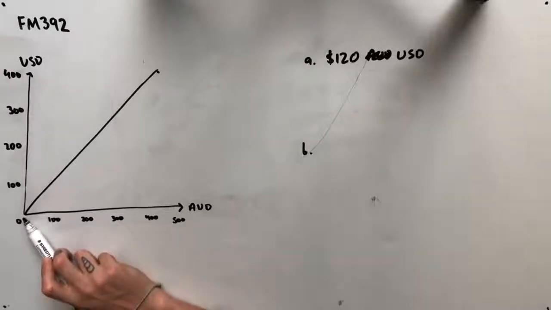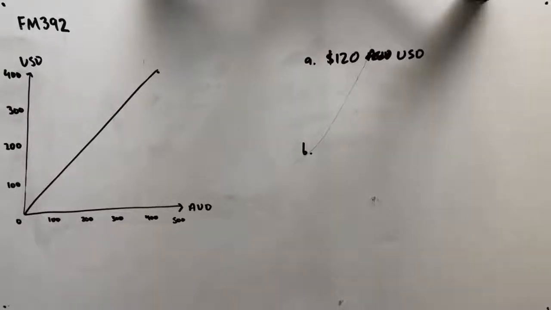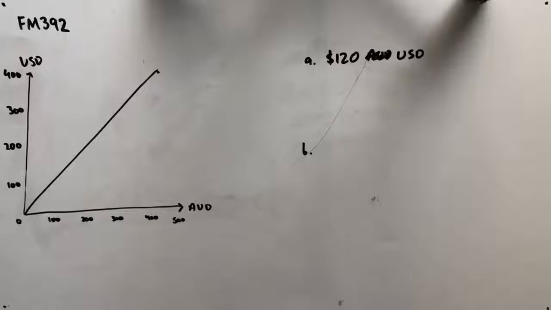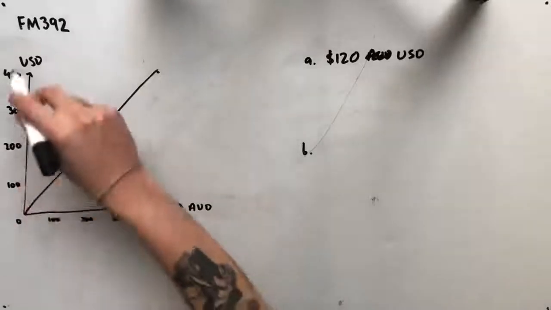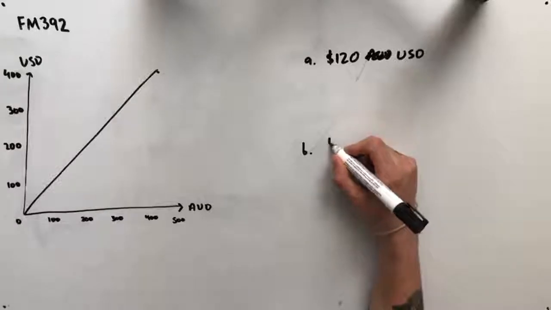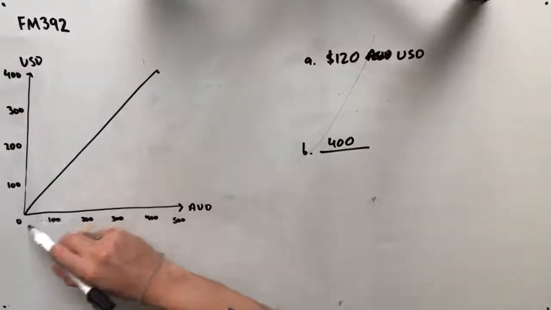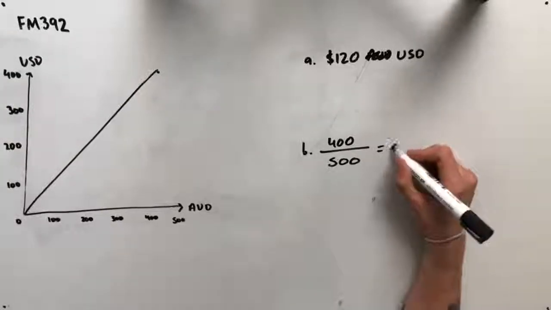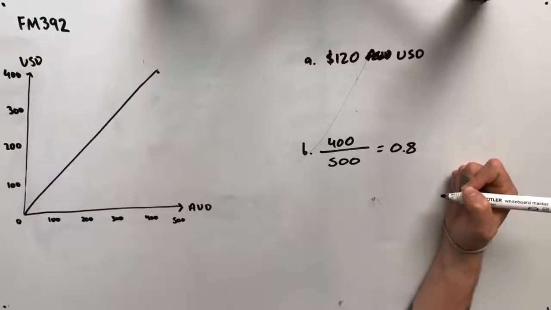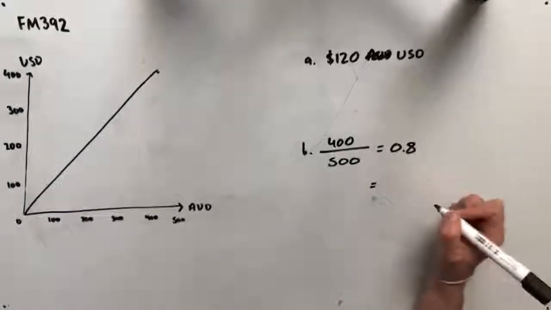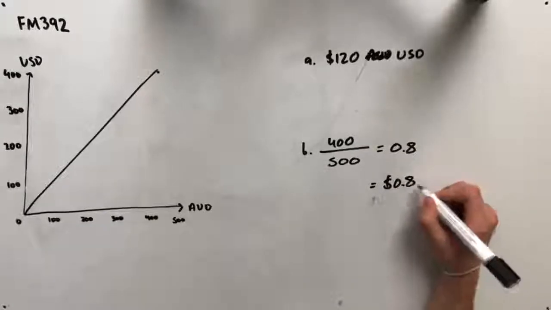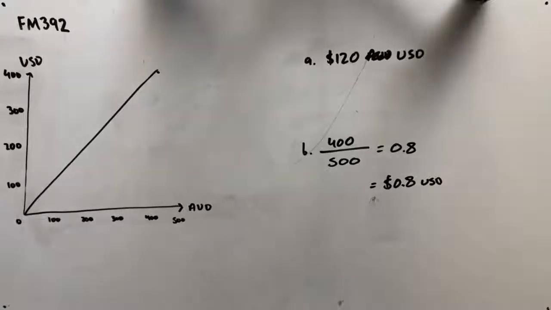Now, because our line here starts at the origin, we don't have to worry about going y2 minus y1 over x2 minus x1, although we could and it would still give us the same answer. Instead, we can just take this height, or this rise of 400, and put it over this run here of 500, which is going to give us an answer of 0.8, which means that for each Australian dollar that we convert, we're going to get 0.8 US dollars in return. And those are our two answers.